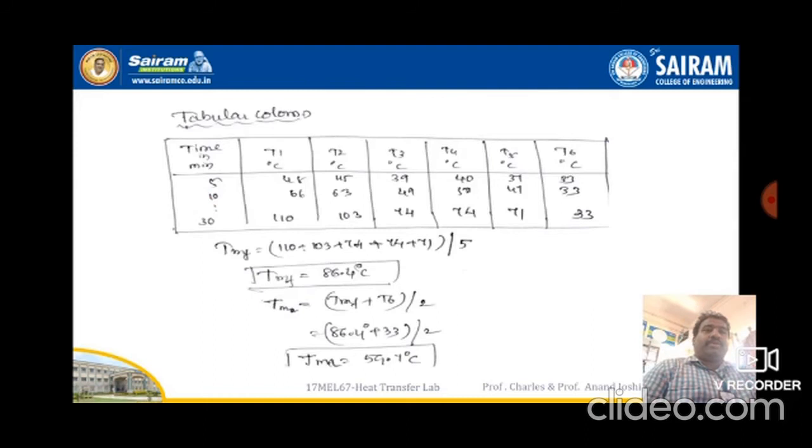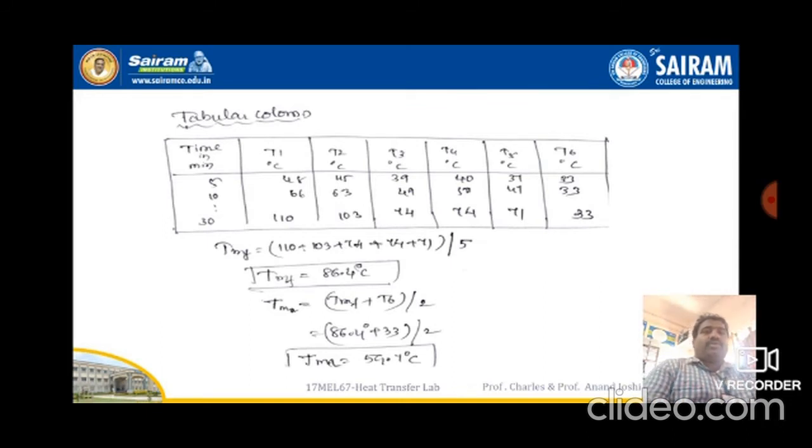In the next tabular column, there are 6 thermocouples connected to the pin fin. The readings are taken with a time lapse of every 5 minutes, 5, 10 like that. The first reading at 5 minutes is 48, 45, 39, 40, 37, 33 degrees centigrade. I have taken the last one at 30 minutes, because it is almost steady state, so we consider it for the calculations. Those readings are 110, 103, 74, 74, 71, 33.